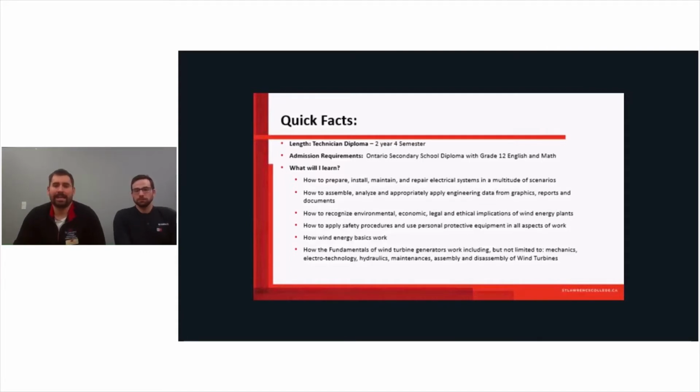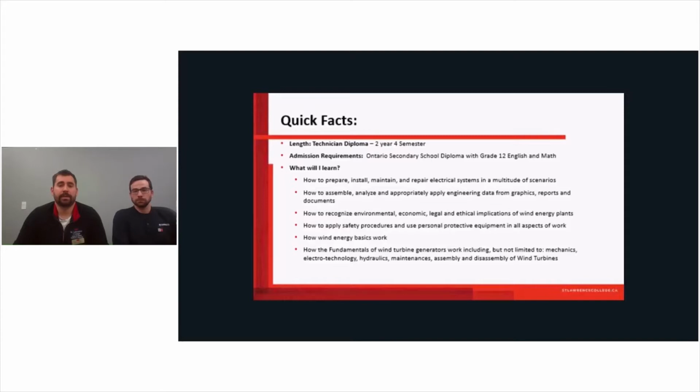How to assemble, analyze, and appropriately apply engineering data from graphics, reports, and documents. You are going to be doing a lot of reporting as a wind turbine technician. It is a generation plant. Everything has to be well documented, well established. Everything has to be proven and made sure that you're doing the right job, the correct job, and it's been recorded properly so we can see what happened even a year from now, what we worked on in that tower. So those are the types of things you really have to make sure that you're strong in.